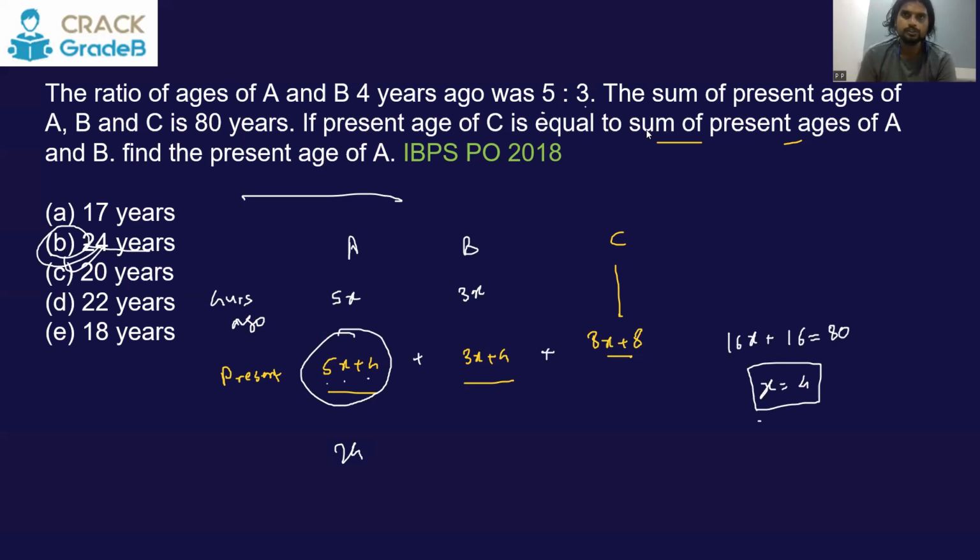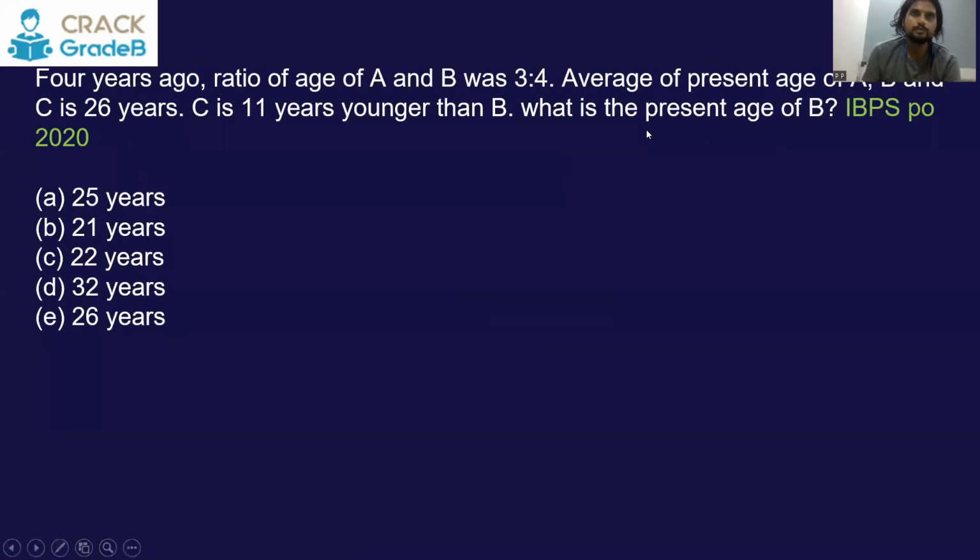Let's see one more such question. 4 years ago, the ratio of A and B was 3:4. A and B. If A was 3x, B was 4x. When? 4 years ago.